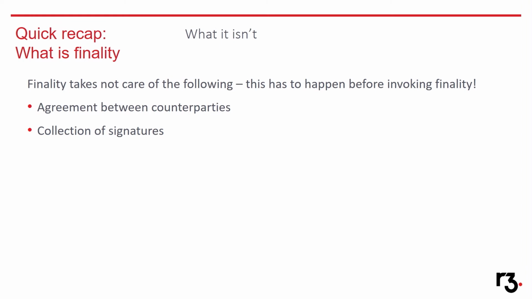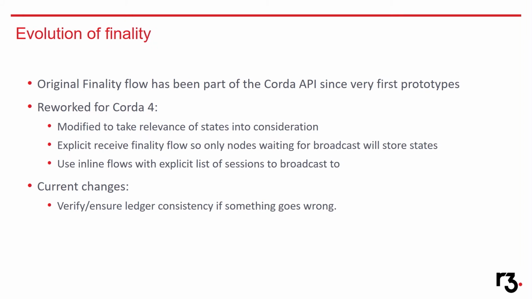What finality does not do is anything to do with agreement between counterparties. It does not collect signatures. All that has to happen beforehand in the business logic of the actual Corda app. Finality is really just about notarizing and recording the transaction so that once it's agreed, we have the same view on the Corda app. The way finality is done in Corda has evolved a bit over time.